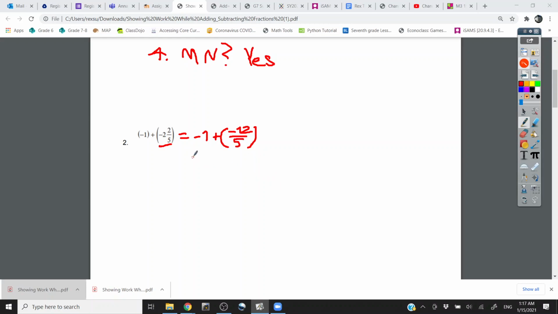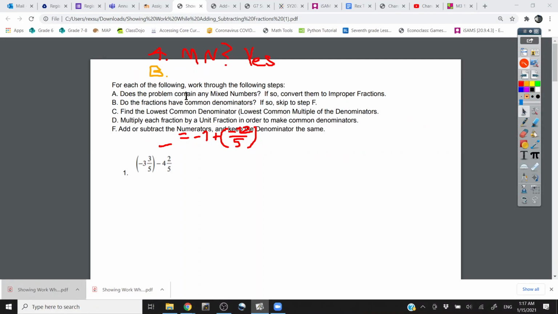And look, if you notice, I'm already showing process. This is already showing my work. Now if I go to step B, because now we have improper fractions, there are no more mixed numbers. Step B, I can go up here and look. Do the fractions have common denominators? If so, skip to step F.